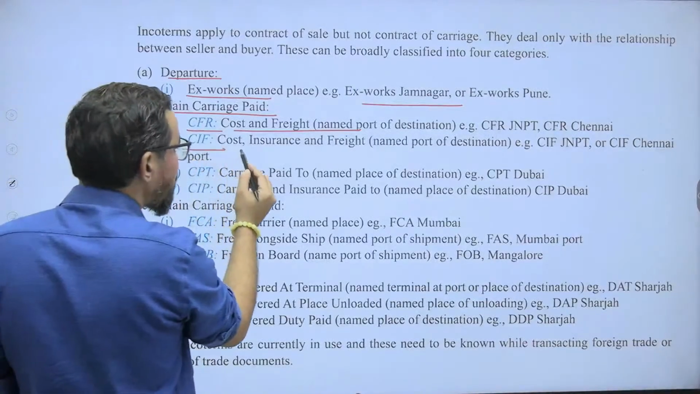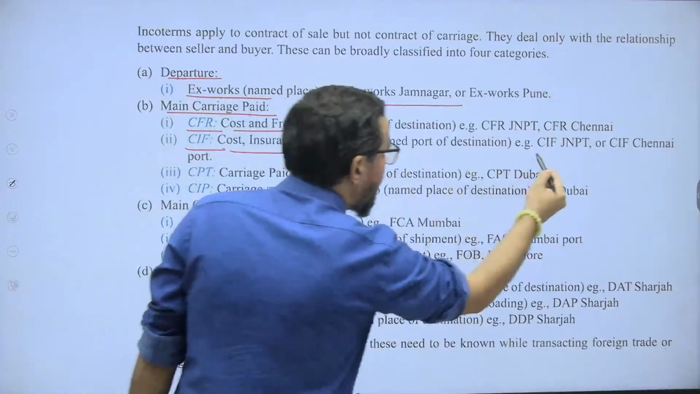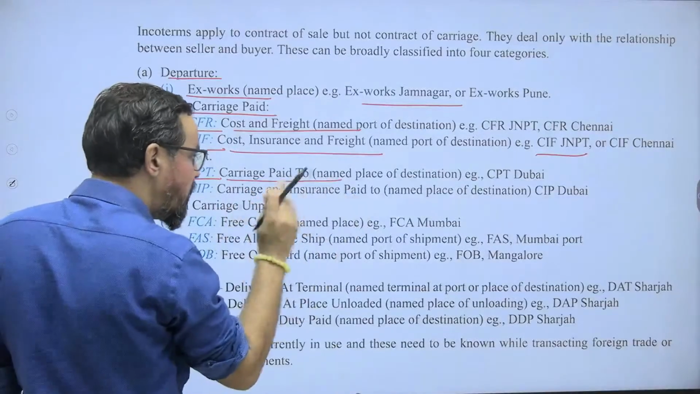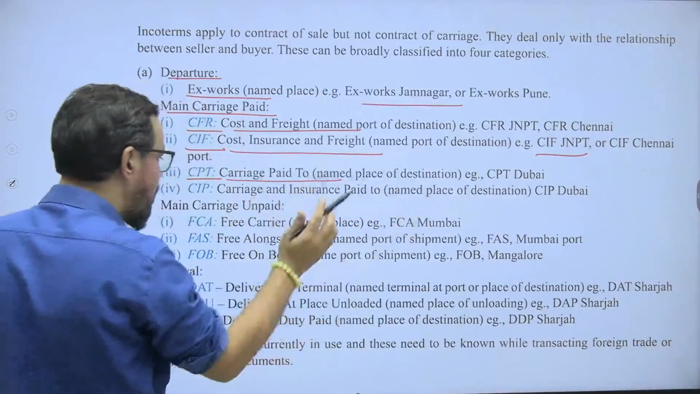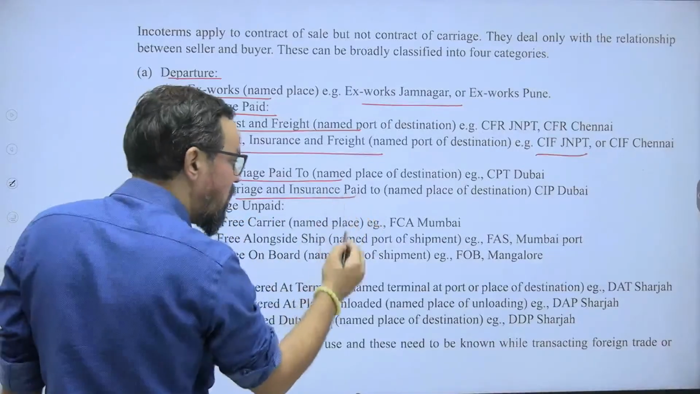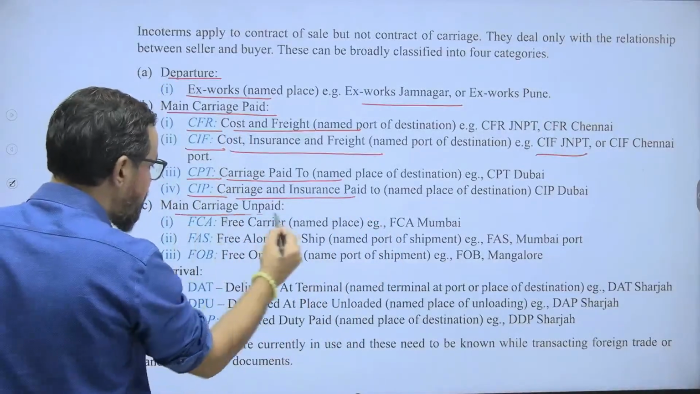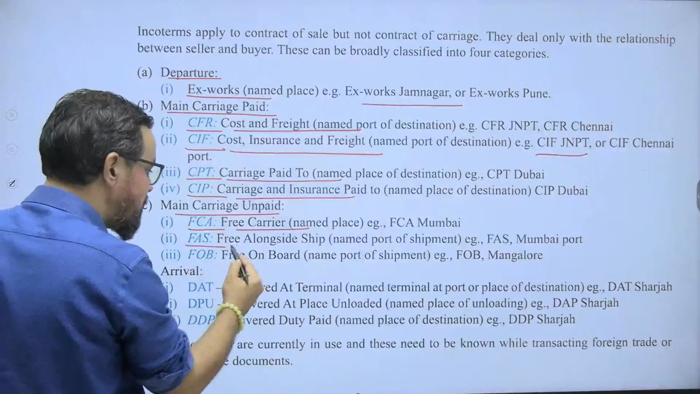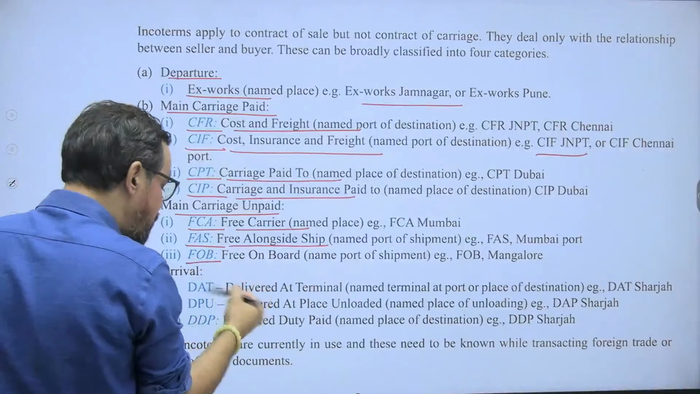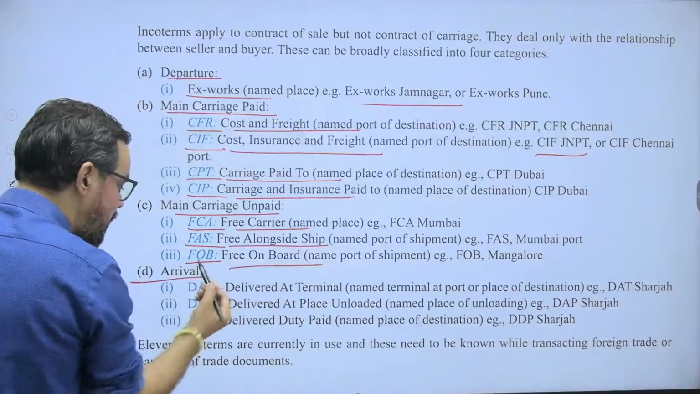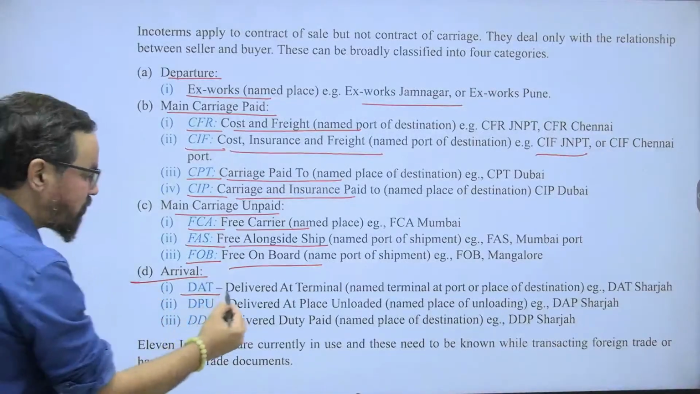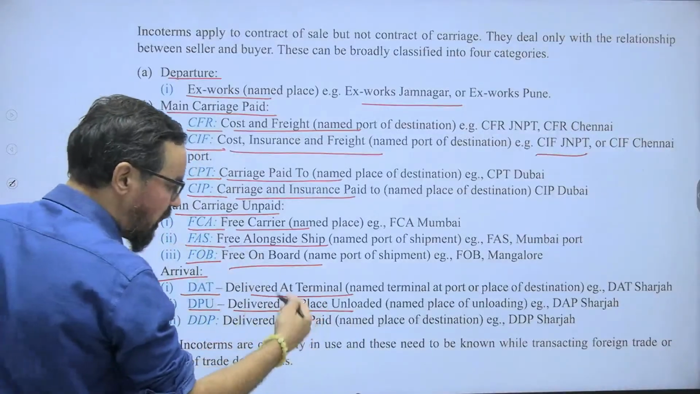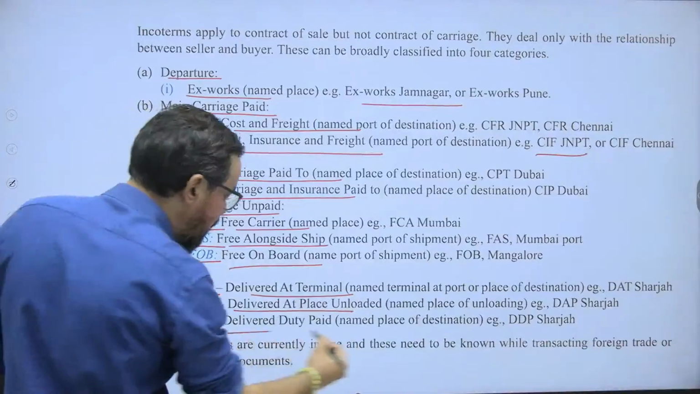Then CIF, cost, insurance and freight, CIF JNPT or others. CPT, that is carriage paid to, so it is CPT Dubai or others. CIP, carriage and insurance paid to. Then we have main carriage unpaid. FCA, free carrier. Then we have FAS, free alongside ship. FOB, free on board. Arrival, at the time of arrival. So we have DAT, delivered at terminal. We have DPU, delivered at place unloaded. And we have DDP, delivered duty paid and all.